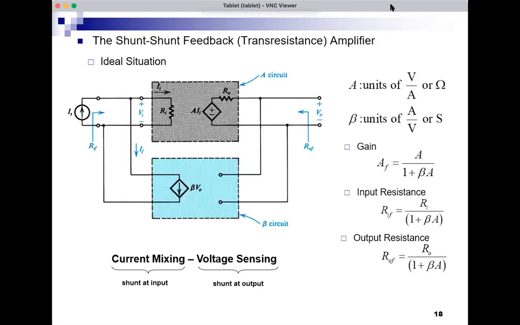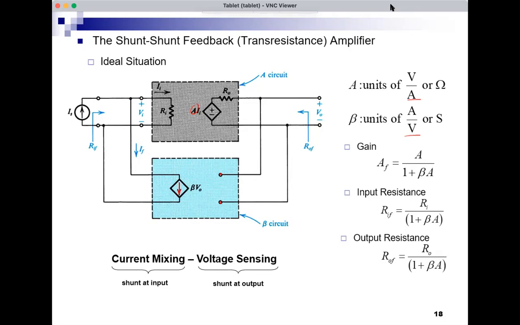The third type is the transresistance amplifier, where the input is a current and the output is a voltage. And here, A is the gain, and it takes a current to produce a voltage. So it has units of volt per amp. Beta senses the output voltage to produce a current. So beta has units of amp per volt, again, opposite units.